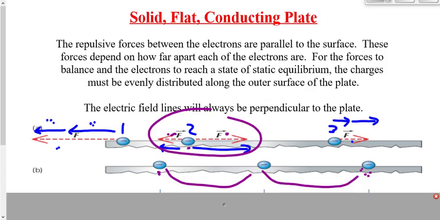So what do we see in common between this flat, solid conducting plate versus that last diagram that we saw that was a solid conducting sphere? What do they have in common? Where do the charges go? In both cases, to the outside. You know what? Let's say to the outer surface.